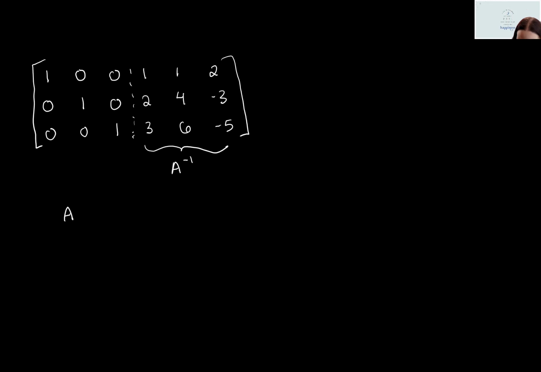So we did all of this just to find the inverse. This is not even solving. All we did was find the inverse. And so our inverse matrix is 1, 1, 2, 2, 4, -3, 3, 6, -5.